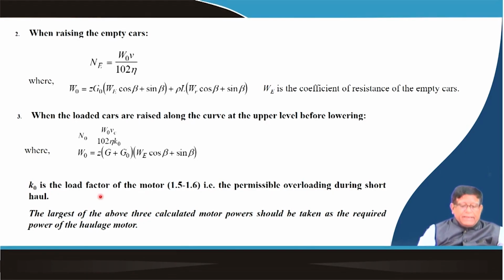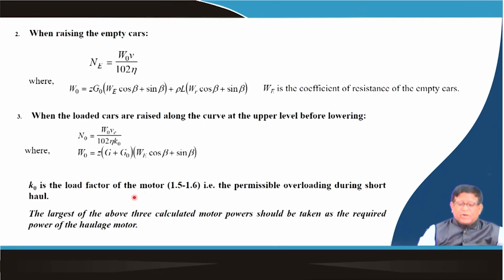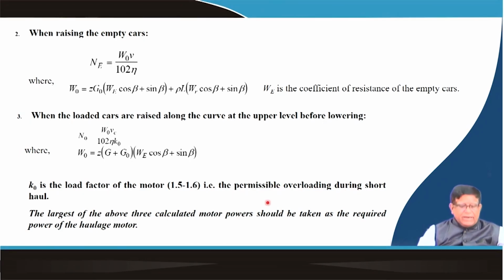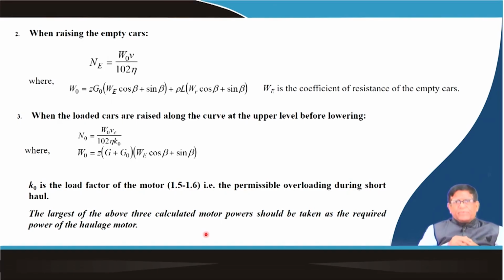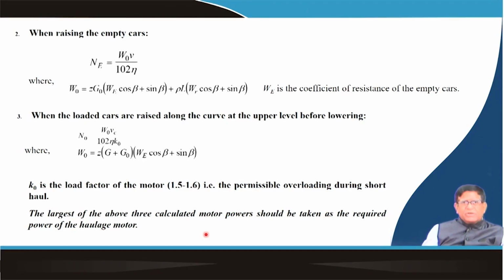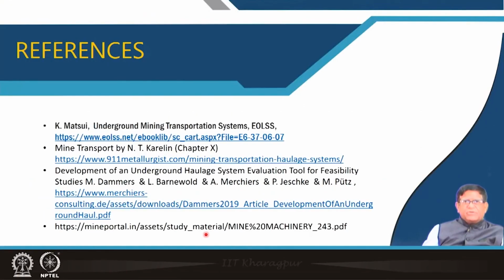Normally you keep a load factor of 1.5 to 1.6 for overloading. You will have to do it, because while calculating in mining operations you will always see that the factor of safety is always taken higher, and the load factors are also kept on the safer side, because under this working condition and constraint we will have to be very, very safety conscious.